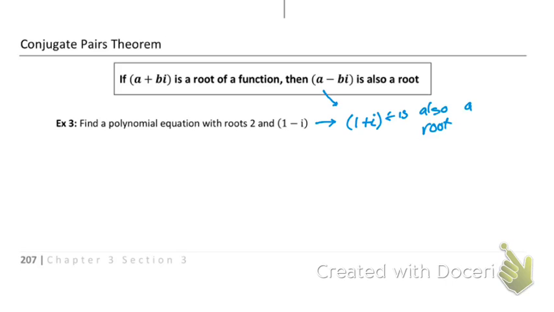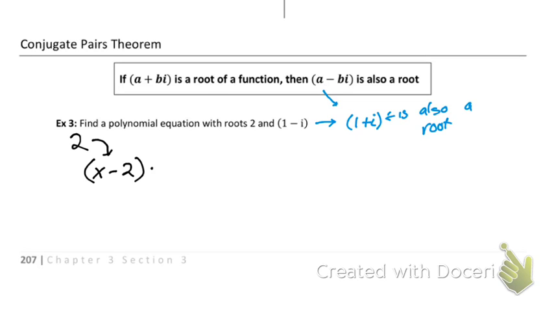and 1 plus i. Let's focus on the 2 first. So what it's saying is 2 is a 0 of this function. So when I plug a 2 in, I need to get 0 out. The easiest way to do that is to just start with x minus 2. Because now when I plug a 2 in there, 2 minus 2 is 0.